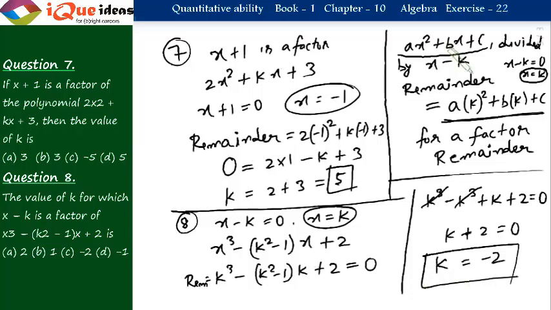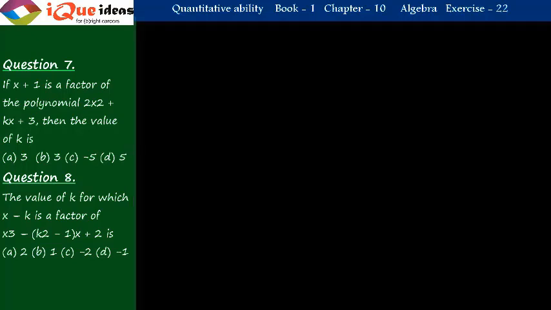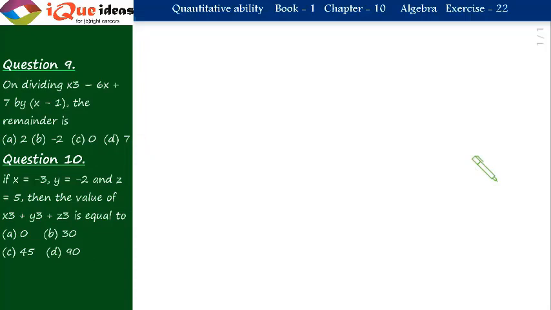Okay, so this was a good question. Now let's take up question number 9. It says, on dividing x cube minus 6x plus 1 by x minus 1, find the remainder. So x minus 1 is the divisor, equate it to 0, get the value of x equal to 1, and then put it in the expression.